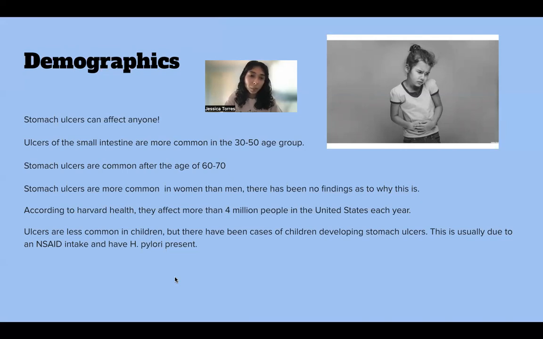Stomach ulcers are more common in women than men. There have been no findings as to why this is. According to Harvard Health, they affect more than 4 million people in the United States each year. Ulcers are less common in children, but there have been cases of children developing stomach ulcers, and this is usually due to a non-steroid anti-inflammatory drug intake, such as ibuprofen, and they have H. pylori present in their stomach.